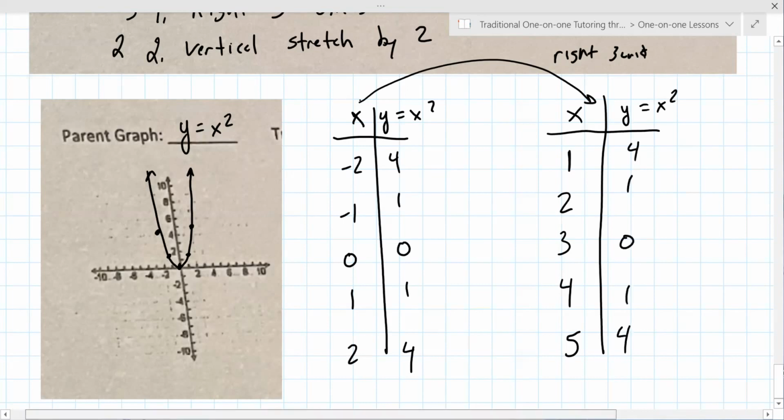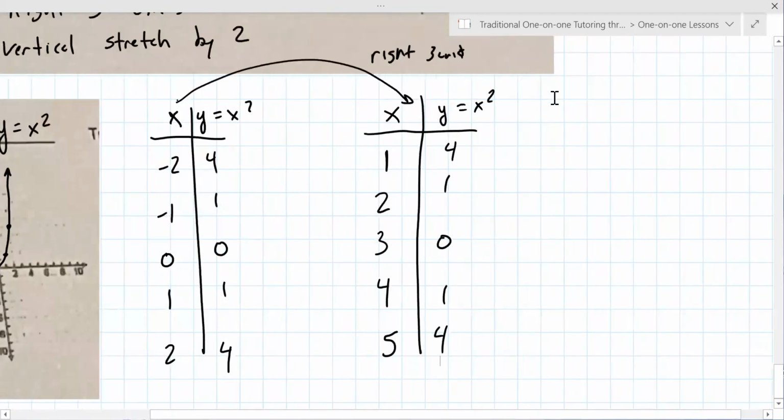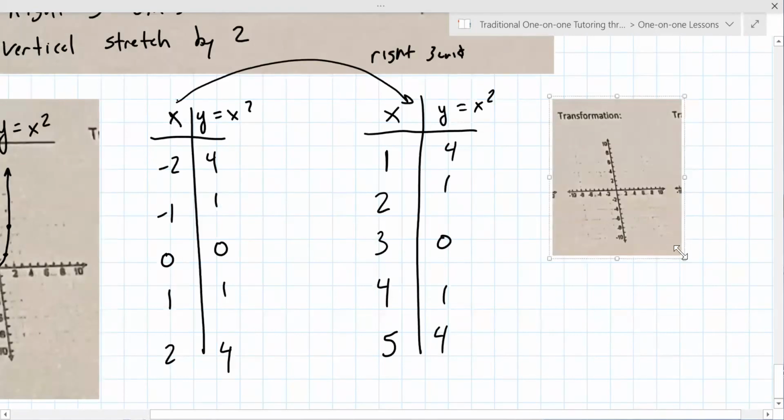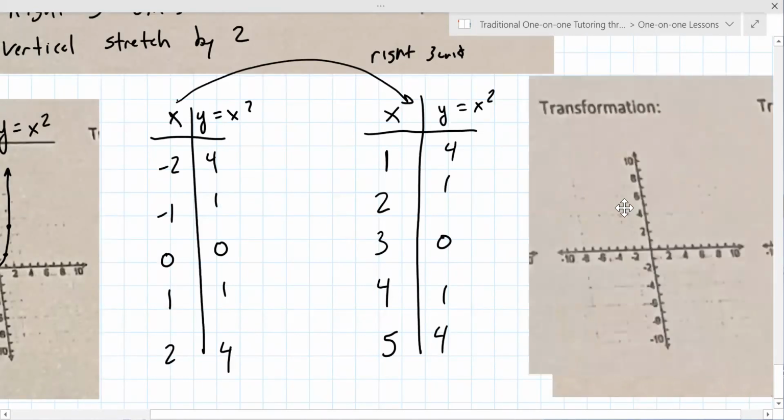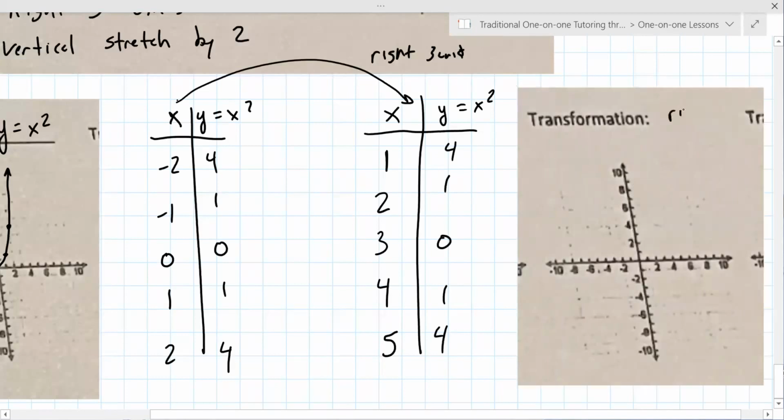And then we want to graph this. So we're doing this first transformation, right 3.